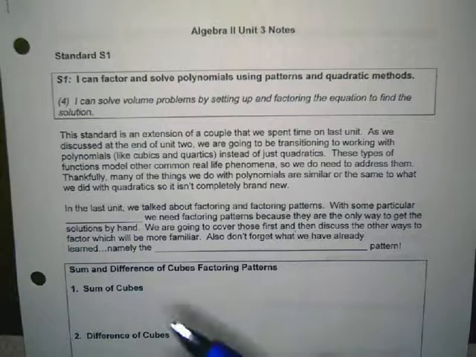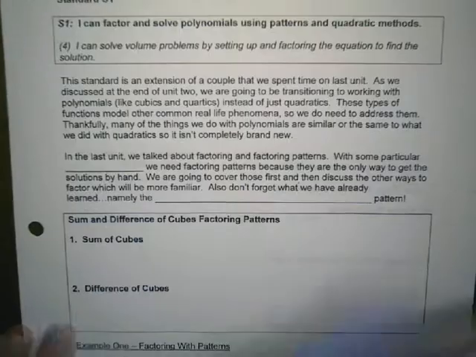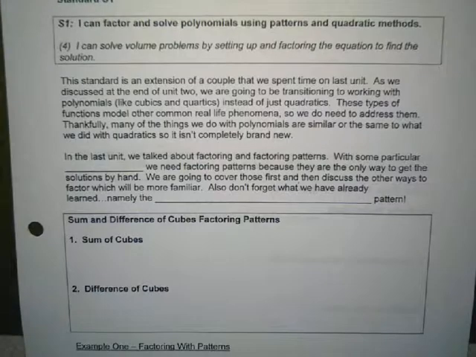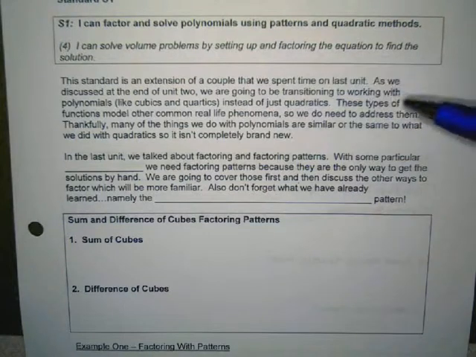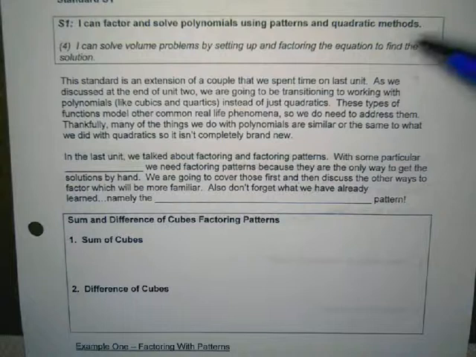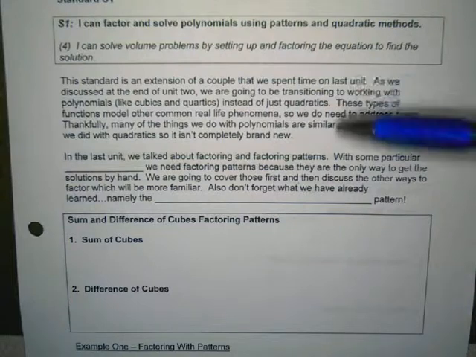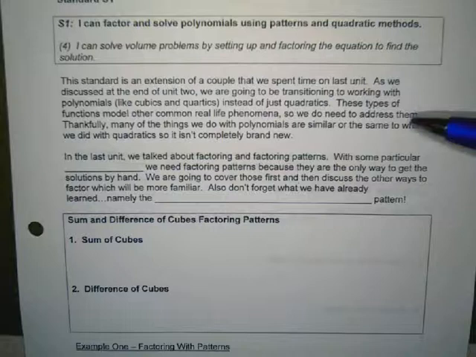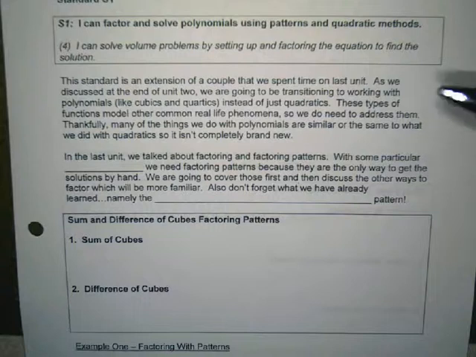Okay, so I'm just going to read through some of this, but probably not verbatim. So this standard is an extension of last unit. At the end of last unit, we transitioned into writing polynomials. So like we were doing this x squared minus sum x plus product, those problems, and then we get cubics as answers. So that was our transition to working with cubics. These types of functions model other common real-life phenomena, so we do need to address them. And thankfully, many of the things that we do with polynomials are similar or the same to what we did with quadratics. So it's not a huge jump, and it doesn't look completely brand new.